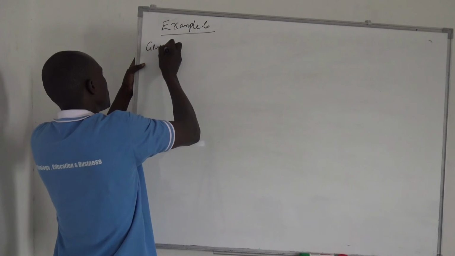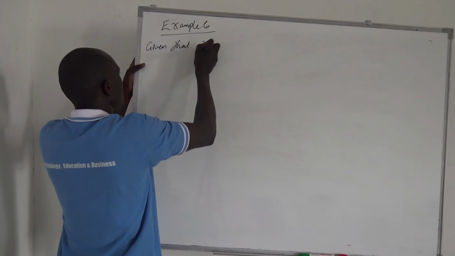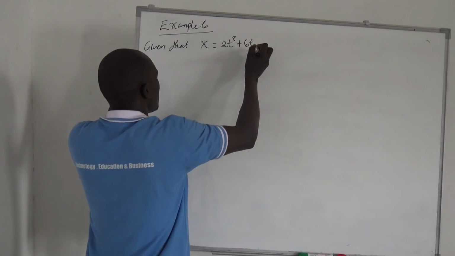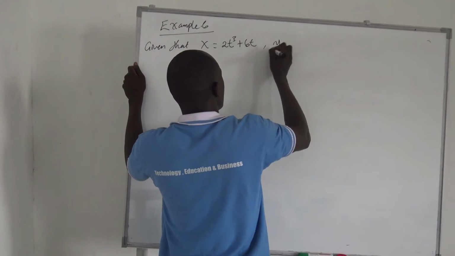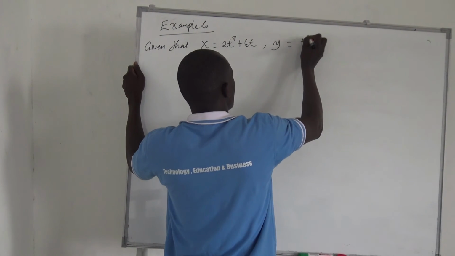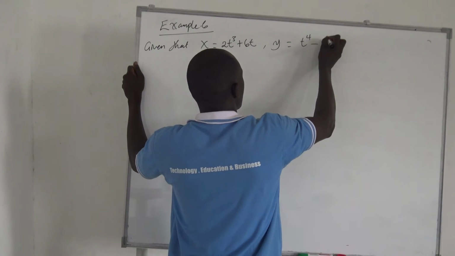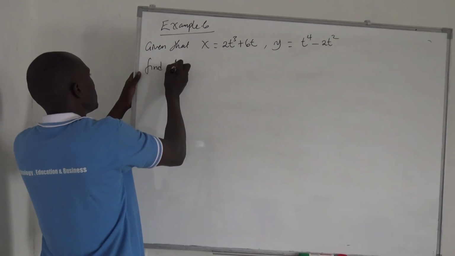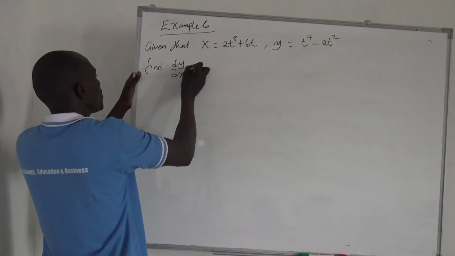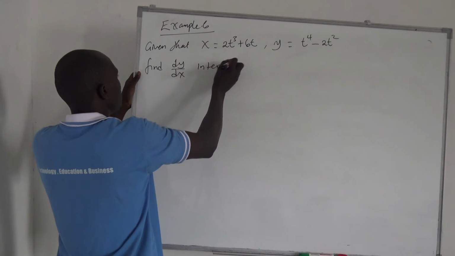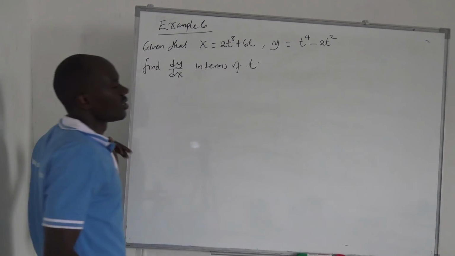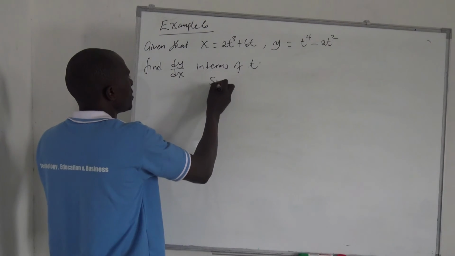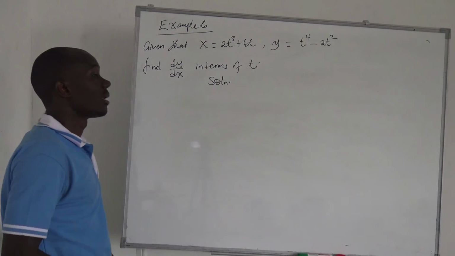Given that x equals 2t cubed plus 6t, y equals t power 4 minus 2t squared. Find dy/dx in terms of t. So they have said find dy/dx in terms of t. So what do we do is this. Look at the solution. These now are parameters.